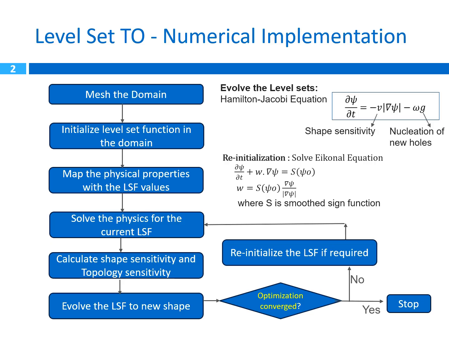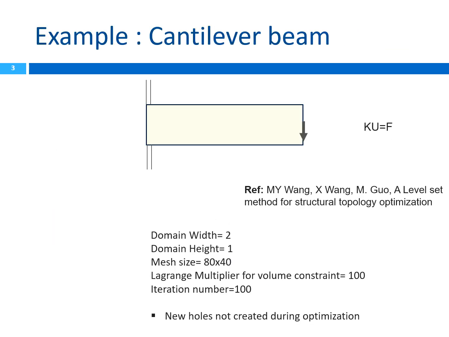So this is the procedure for level set topology optimization. We'll take one example, the cantilever beam problem, which is fixed at the left hand side, and on the right you have a downward load at the center of the right hand side edge. Here the governing equation is Ku = F, where K is the stiffness, u is the deflection vector and F is the force vector.